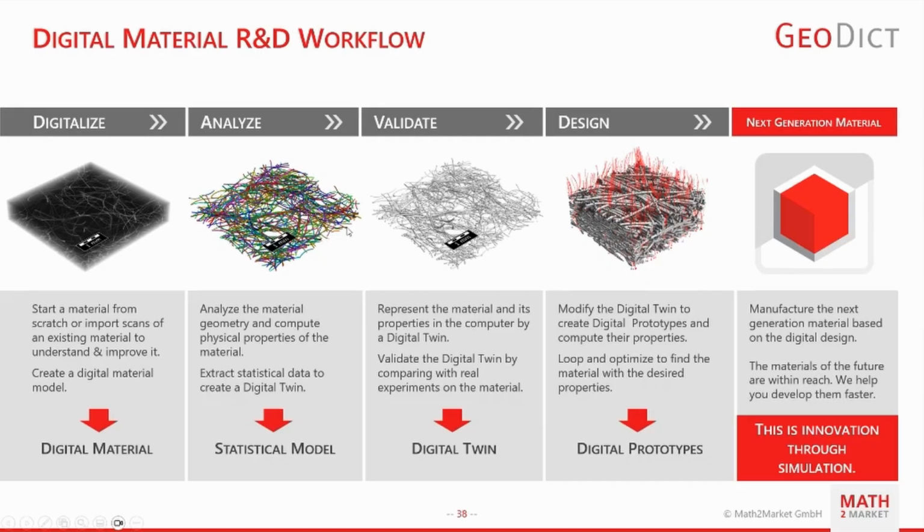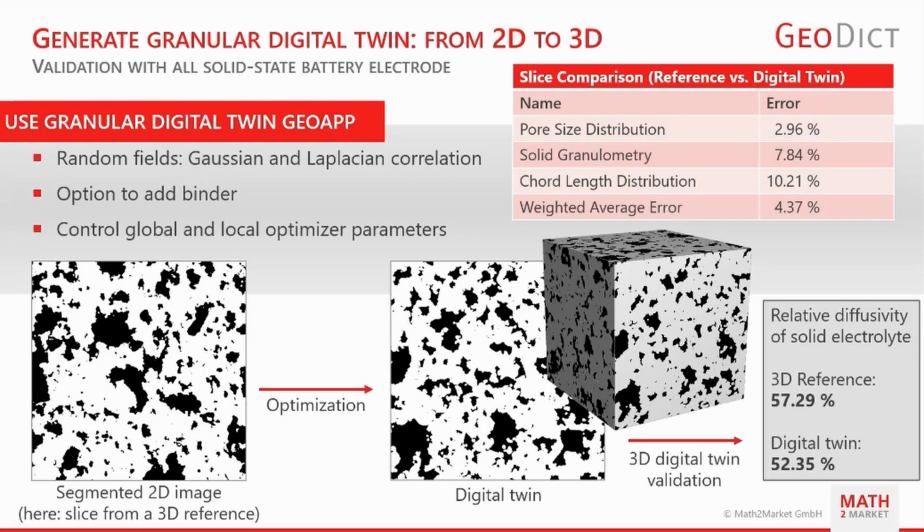But sometimes creating a digital material fails at the very beginning, because you don't have any 3D data available. And if you don't have them, it's difficult to start the whole process. And here the next development may help. Usually 2D images are widely available and much easier and cheaper to obtain than the 3D microCT images. And in GeoDict 2026, an intense effort was made to improve the Generate Granular Twin from 2D GeoApp.